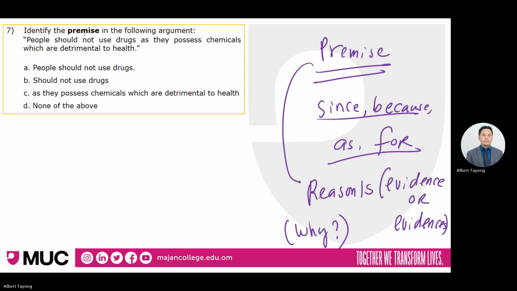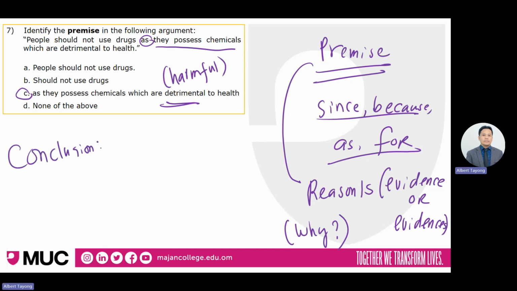So here, why is it that people should not use drugs? So this is the reason. And our indicator there is as. As is equal to because, for, or since. Okay, so the premise here is letter C, as they possess chemicals which are detrimental to health. Detrimental means it has negative effects. It means harmful. Okay, so the remaining will be our conclusion.